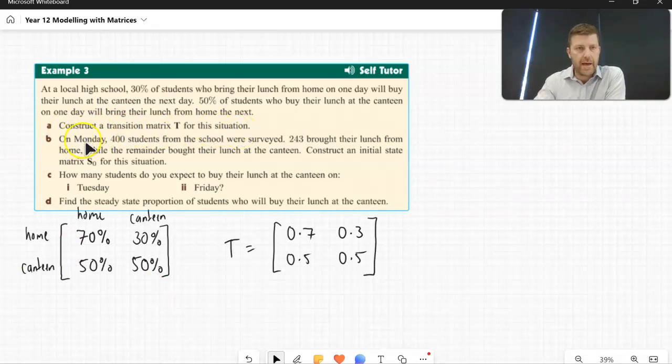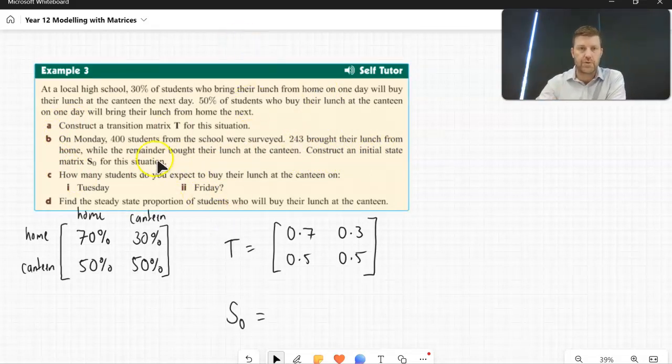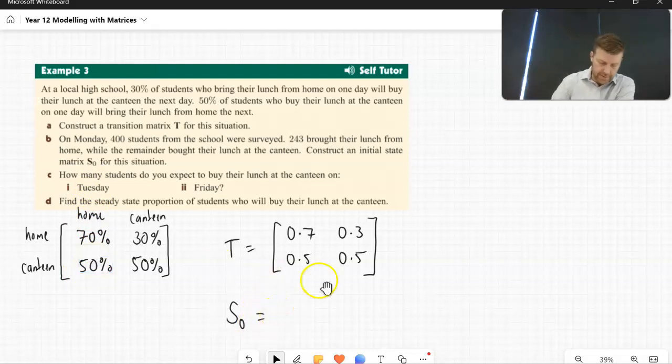On Monday, 400 students from the school were surveyed. 243 bought their lunch from home, while the remainder bought their lunch from the canteen. Construct an initial state matrix for this situation. So my initial state matrix is going to represent a total of 400 students. It says that 243 bought their lunch from home. Now, it's important that I keep the people from home in the first row of my state matrix.